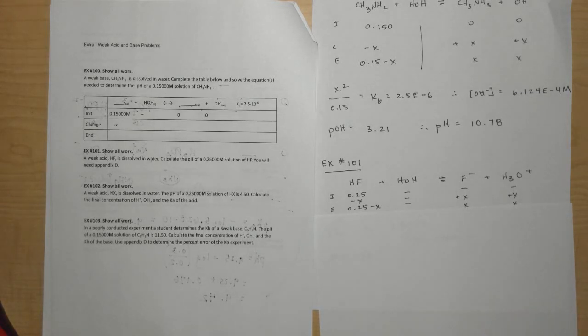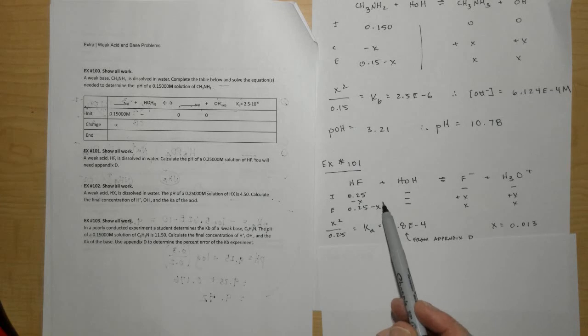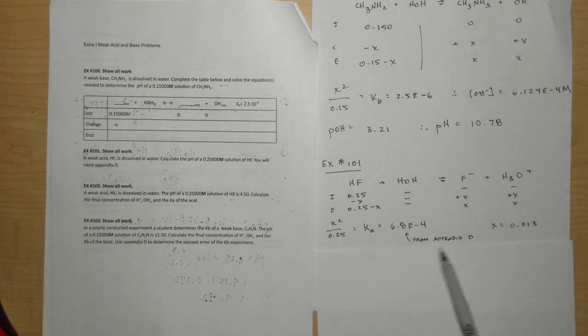And then I will do products divided by reactant. And so the products are X squared divided by 0.25. Ignore this X and say it's small. And I would equal that to the Ka, which I looked up in appendix D already at 6.8 times 10 to the negative 4th. Multiply both sides by 0.25 and square root it. And I end up with X equaling 0.013.